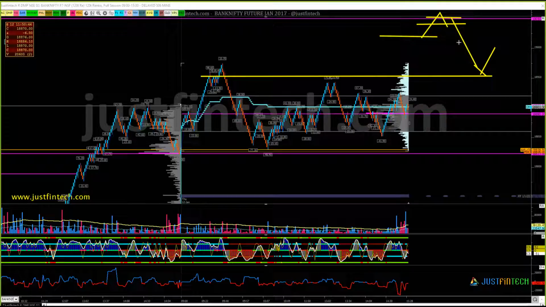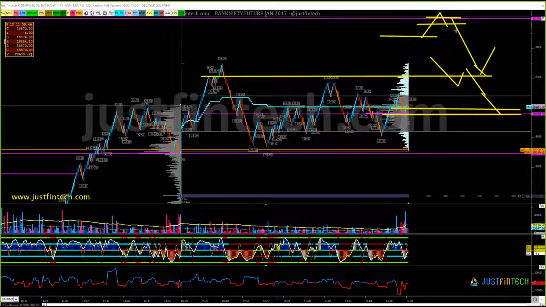And in case if it starts finding acceptance into this zone, then maybe push further down into the highest volume node or the fairest price as per the volume. And the day mid is also situated here. So that is the likely scenario for the hypothesis, primary hypothesis.